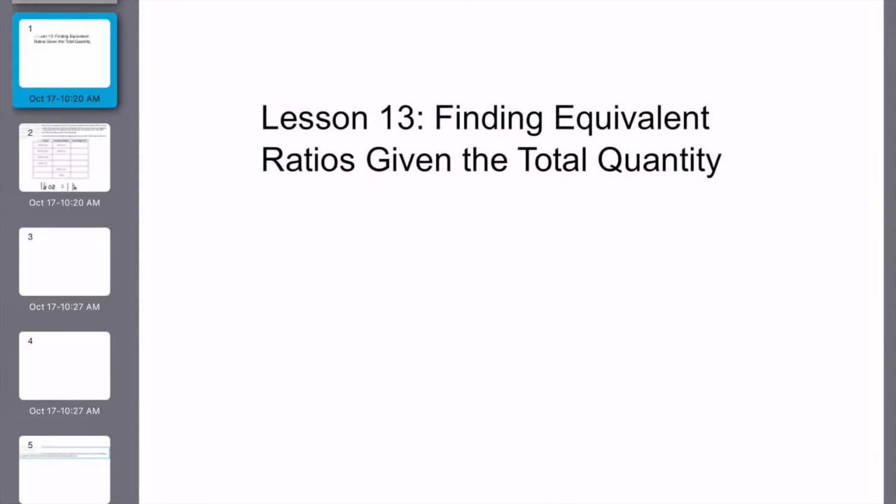All right, seventh grade, we're going to be talking about finding equivalent ratios given the total quantity. We're still going to be using our ideas of this constant proportionality, which is the same thing as a rate, which is the same thing as a ratio or a rate of change. All of these are synonyms that we can use. So let's go into our first and our only in-depth example.